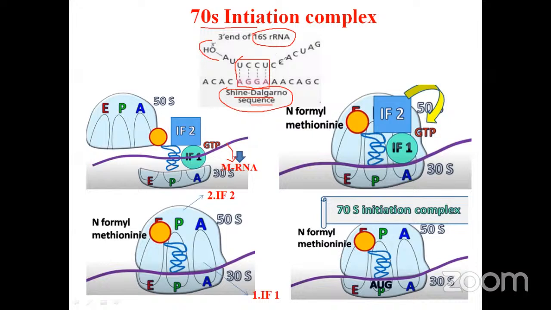So for example, this is the mRNA strand. This is the Shine-Dalgarno place. This is actually the starting site, that means the initiation site.